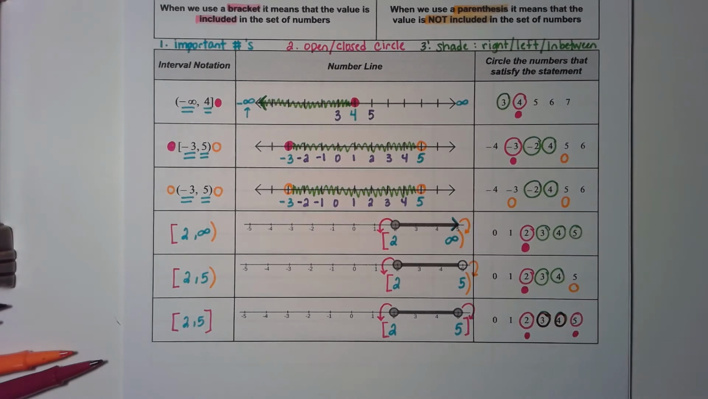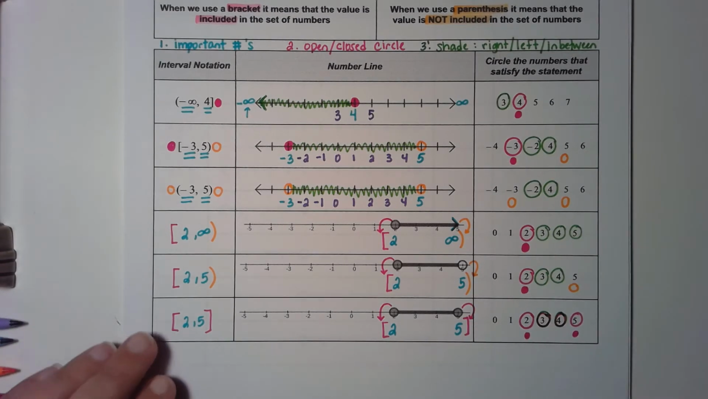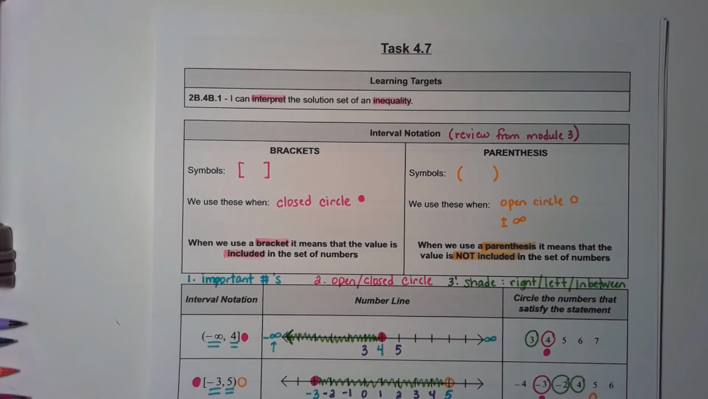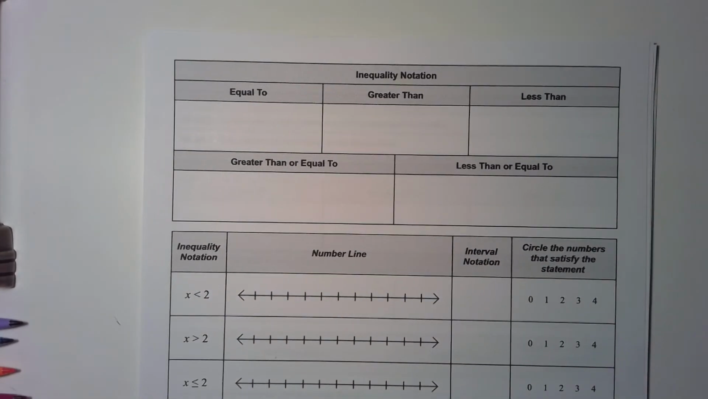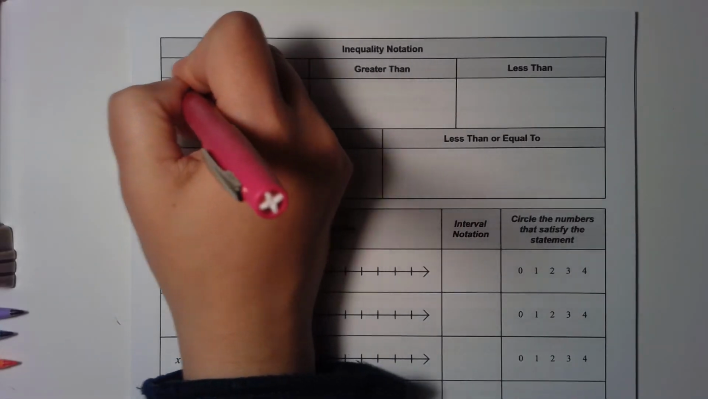Okay, next, let's make the connection between what we've already learned with interval notation and something new, which is called inequality notation. So inequality notation is a different way of using symbols to show the relationship between numbers or groups of numbers. The first symbol is something you already know, and that would be the equal to symbol.